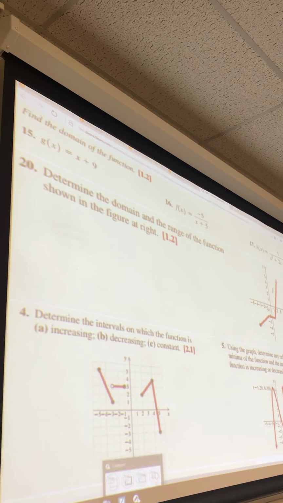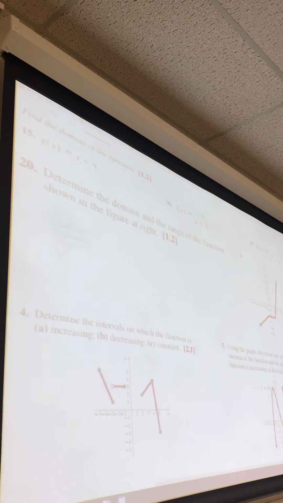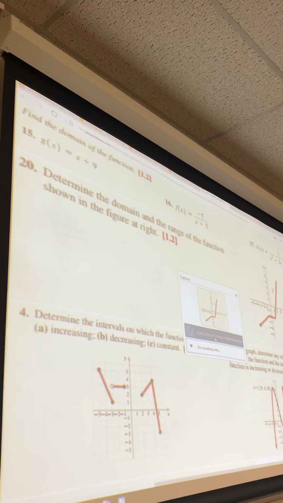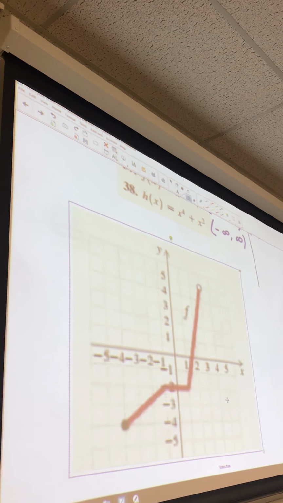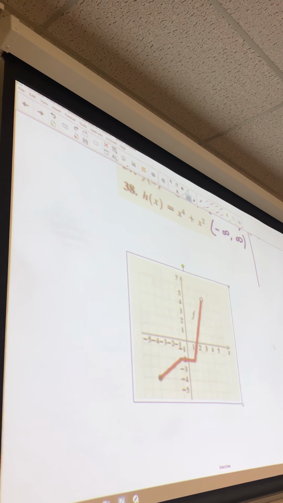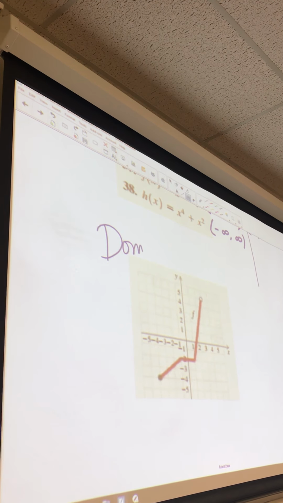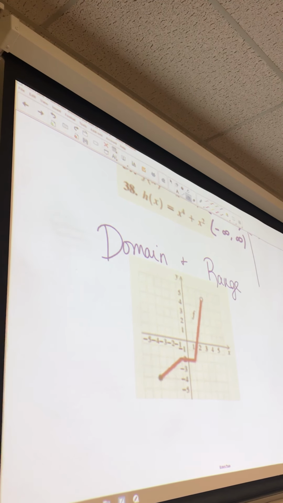All right, we hadn't done one with the domain and range from the picture. Okay, so we've got this little squiggle. We want domain and range. Who remembers how we tell the domain from a graph? The domain would be looking at left and right. Good.